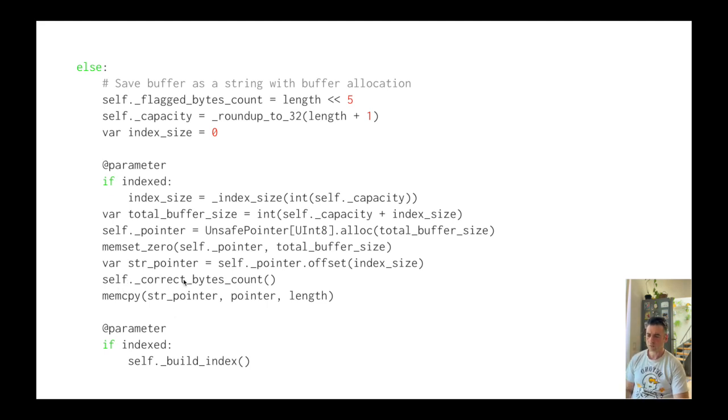So then what we do here, again, we correct the byte counts, and then when we do the memcpy, we copy into a string pointer and from the pointer with a given length. Okay. Then we say if the parameter index is set, then we build the index.